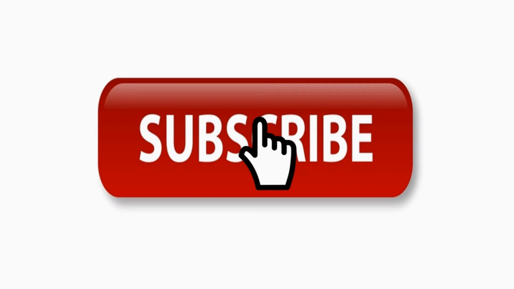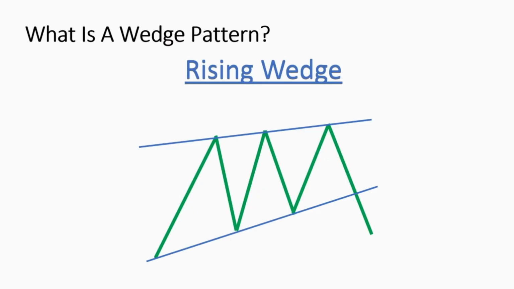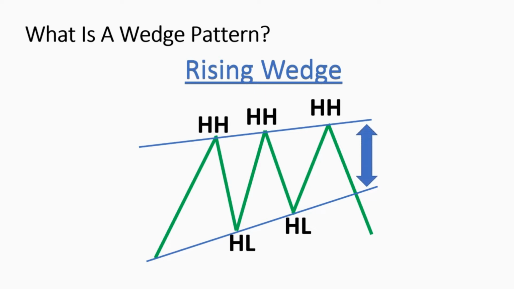So first up, what is a wedge pattern? Before you can successfully trade these patterns, you need to understand what they show and how they form. A wedge pattern, like a trend, is characterized by higher highs and higher lows in the rising wedge, and lower highs and lower lows in the falling wedge. The difference is that the wedge patterns have both a support line drawn joining the lows and a resistance line drawn which joins the highs.